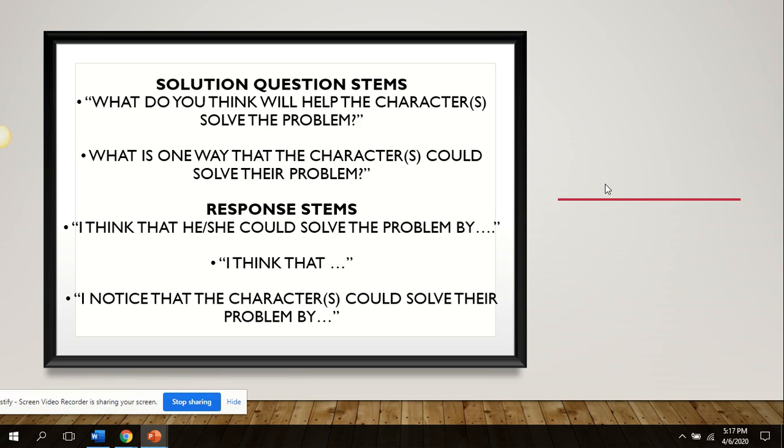Your response could probably sound like, I think that he or she could solve the problem by, or simply, I think that, or I noticed that the character or characters could solve their problem by.